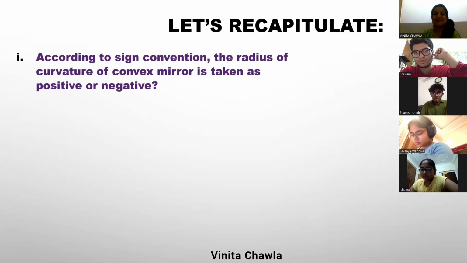According to sign convention, the radius of curvature of a convex mirror is taken as positive or negative? Positive, ma'am. Bhavesh, Ishangi, please respond. Arshia, you also know the answer, right?